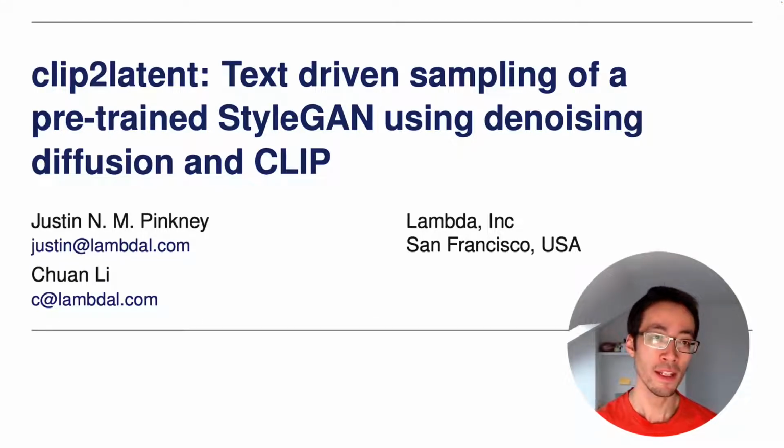Hello, I'm Justin Pinkney and I'm going to talk to you about clip-to-latent, a method for creating text-to-image models from a pre-trained Stylegan using denoising diffusion and clip. This work was done in collaboration with Chuan Li at Lambda Inc.